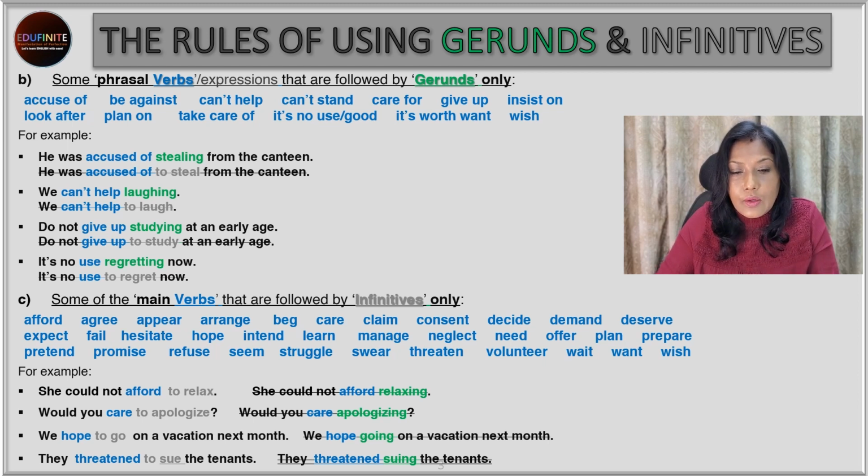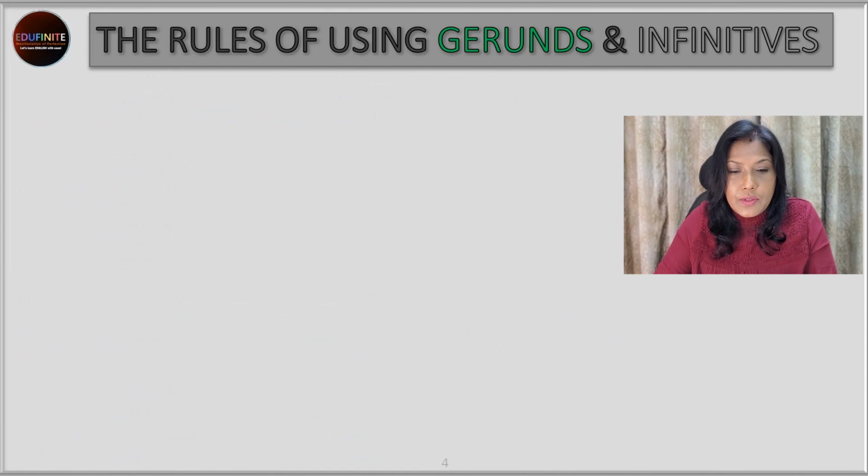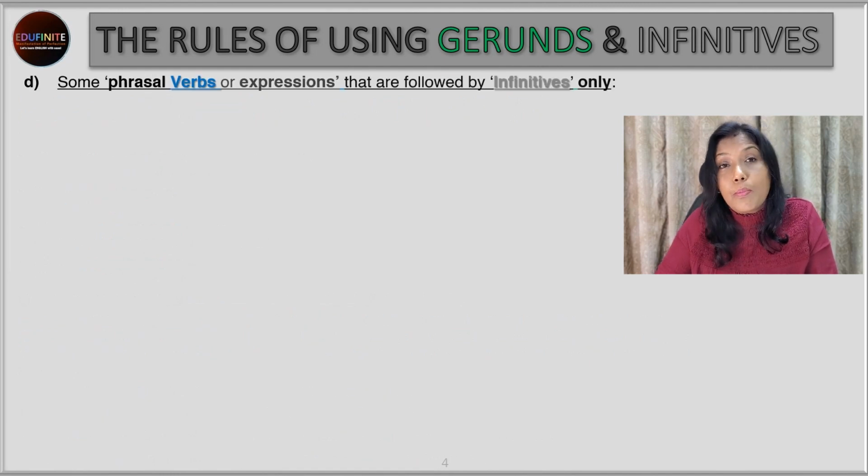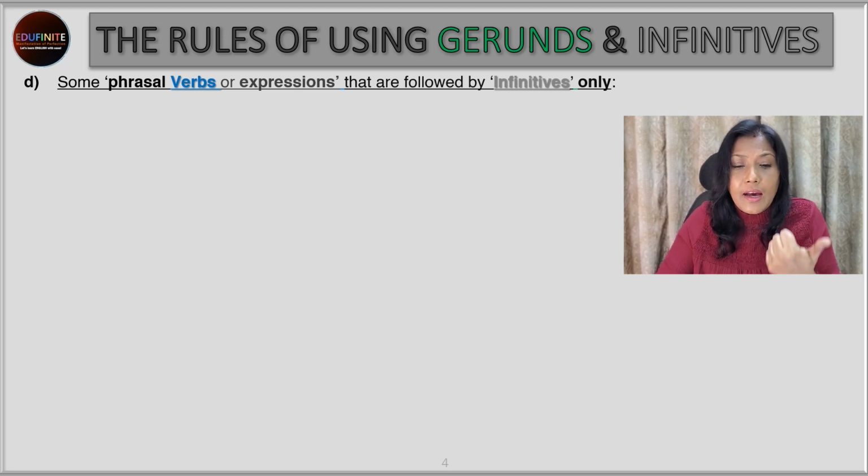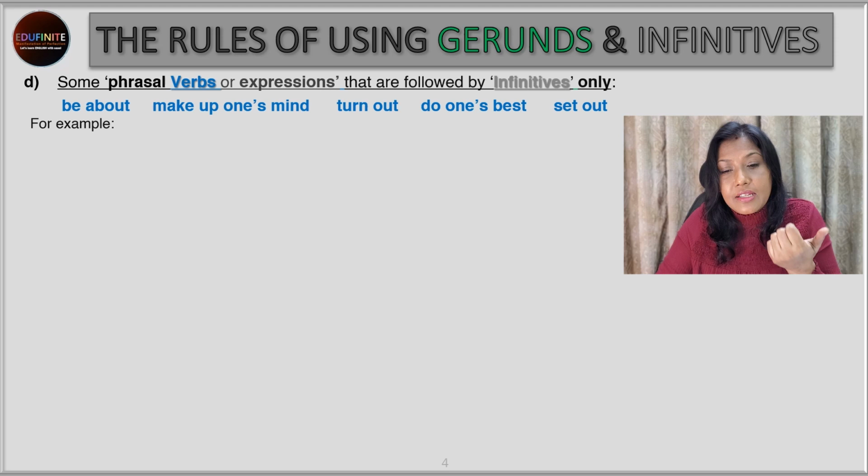Well, let's look into some other forms of the verbs where infinitives are used. So some phrasal verbs or expressions that are followed by infinitives only, like be about, make up one's mind, turn out, do one's best, set out, etc. Now let's look into some of the examples.